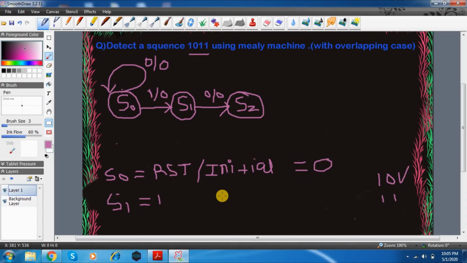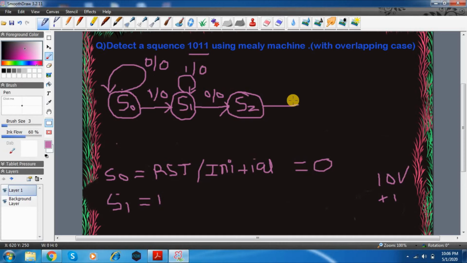So cut it from the back. When you cut from the back, the remaining is 1. Is there any state holding 1? Yes, your S1 state is holding 1. So you remain at the S1 state itself. Input is 1, output is 0. Until you receive 0, you cannot go to the next state. Now we go further.